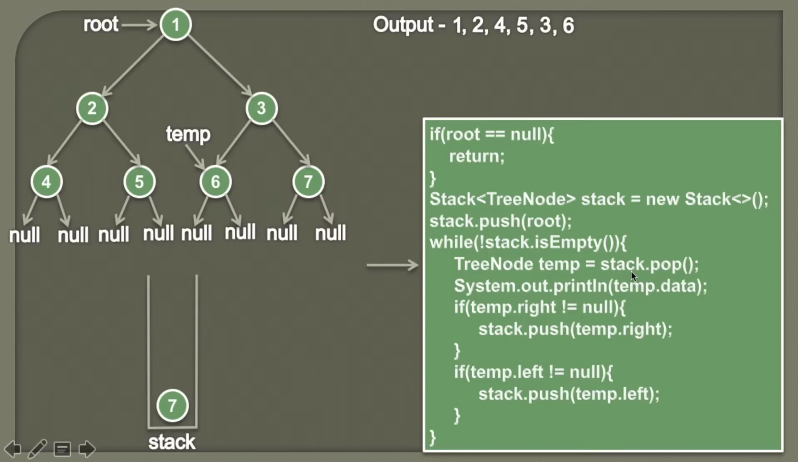And in the first step we'll simply pop the element from the stack and then assign its value to temp. So when we pop an element from the stack, we know that 7 will be popped out. Therefore temp will now point to 7. So it would look something like this. And then we'll simply print the data associated with this node on the console, which is 7.